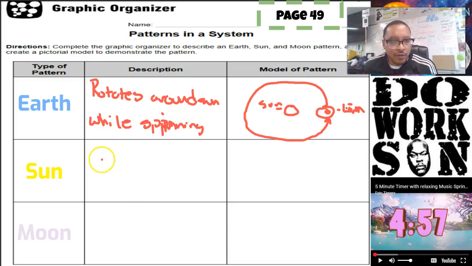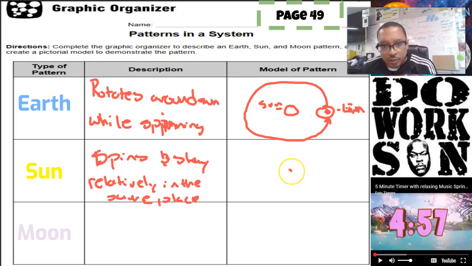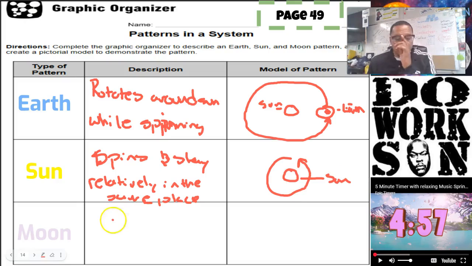Now the sun, right? It spins and stays relatively in the same place. So that's what it does. I'm going to put the sun, and for the most part, it just spins around like that. Okay, cool. And then the moon, right?